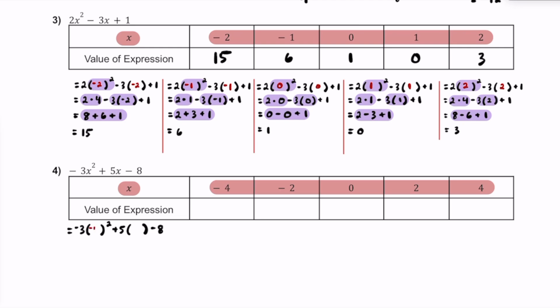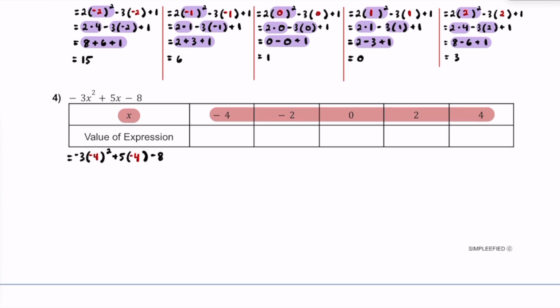And first up, we're going to be plugging in negative 4 into each of these locations where x was to go ahead and evaluate, right? So let's go ahead and do that. If we use the order of operations here, it's going to be very similar to the last one, but negative 4 squared is going to be 16. So it's going to be negative 3 times 16 plus 5 times negative 4, and then minus 8.